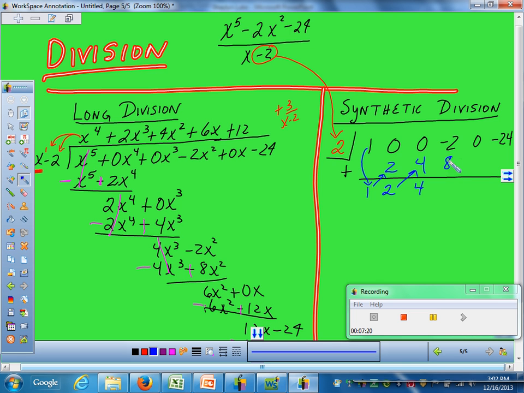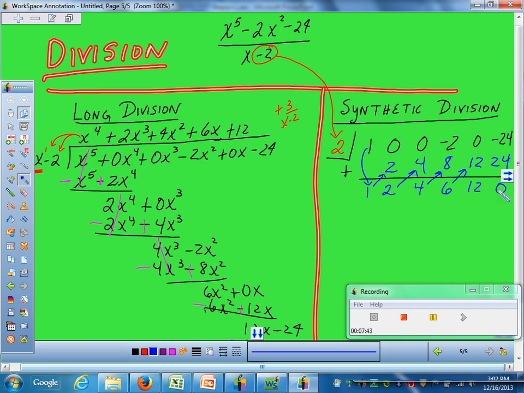Okay, how did I get 8? 4 times 2. Times it by the box. I moved it over here. Add. 6. 12. Times it by the box. 12. Add. 12. What's confusing? You times it by 2, 24.